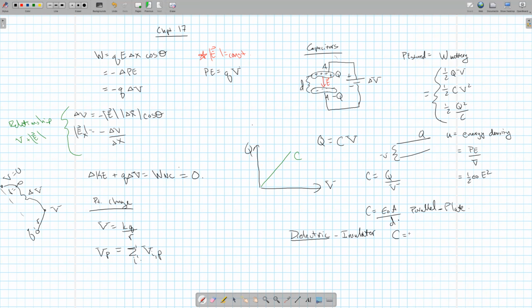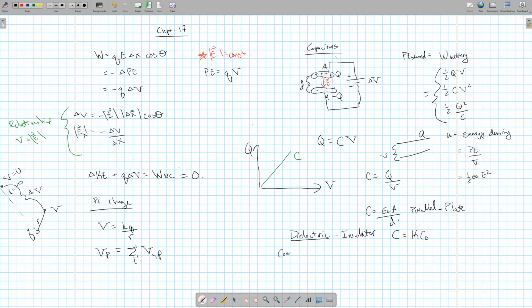So the way this works is that the capacitance increases from the initial capacitance by a factor of the dielectric constant, where, again, as we talked about today, the dielectric constant is simply the ratio of the breakdown potential of the insulator to the breakdown potential of air. So the overall effect on the capacitor will depend on how the dielectric is inserted.